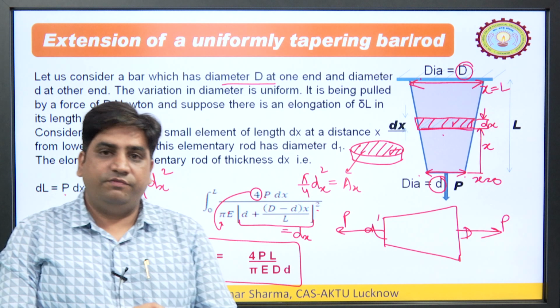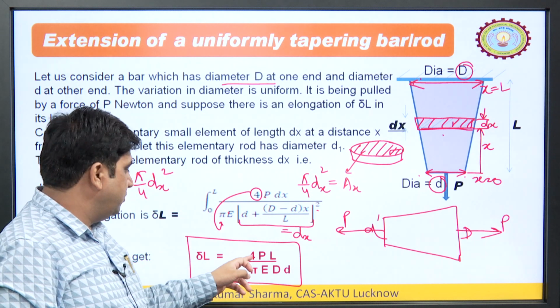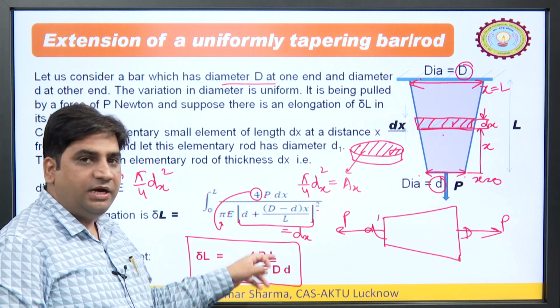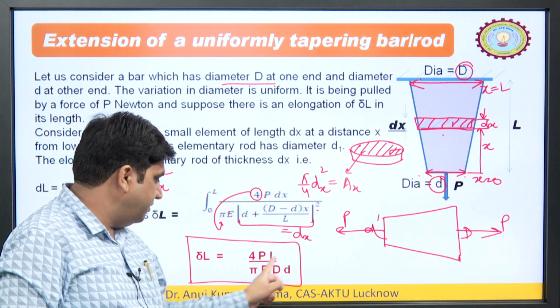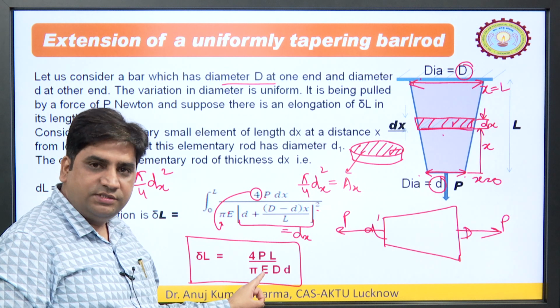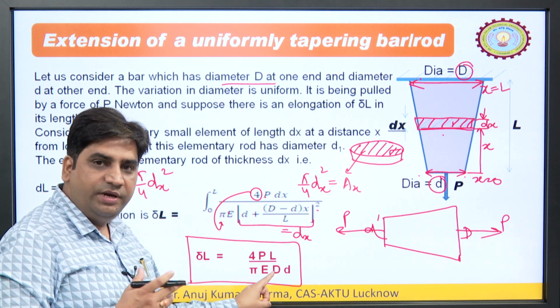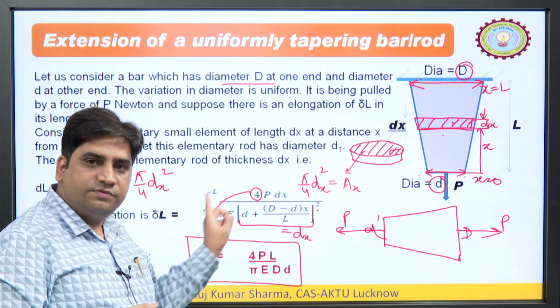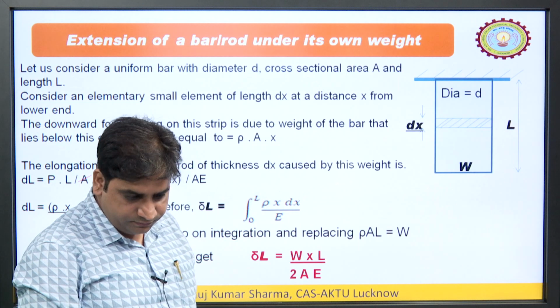This formula we have to remember: 4 times load multiplied by length of the rod, divided by pi (3.14) multiplied by modulus of elasticity and big diameter, small diameter. So, this formula we have to remember.